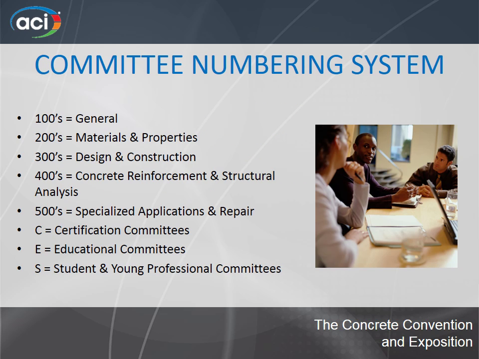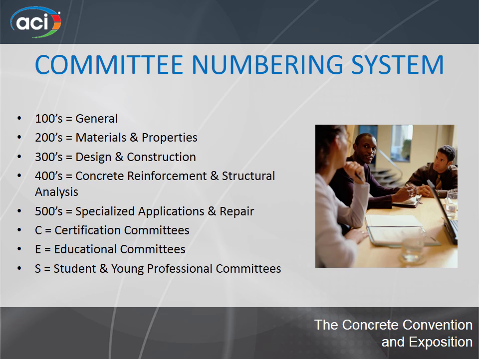There are over 300 committee meetings during the ACI convention. Committees are organized by the area of interest and have been given a code. The technical committees are numbered by area. 100-level committees are general topics. 200-level committees are on materials and properties. 300-level committees are on design and construction. 400-level committees are on concrete reinforcement and structural analysis. 500-level committees are on specialized application and repair.